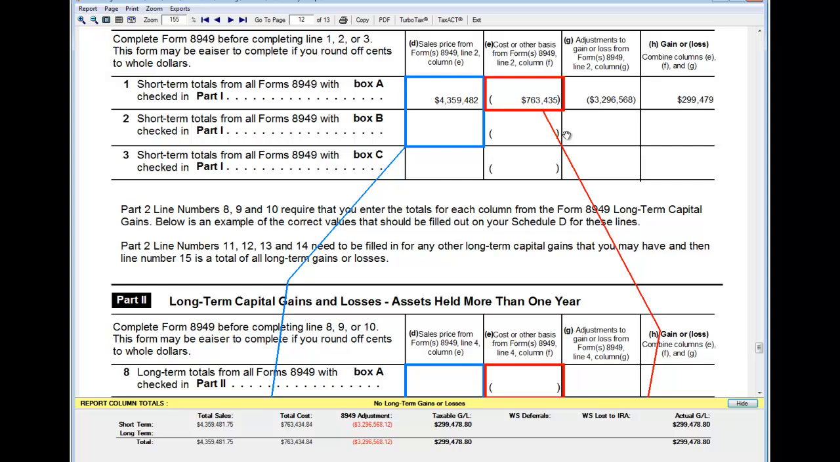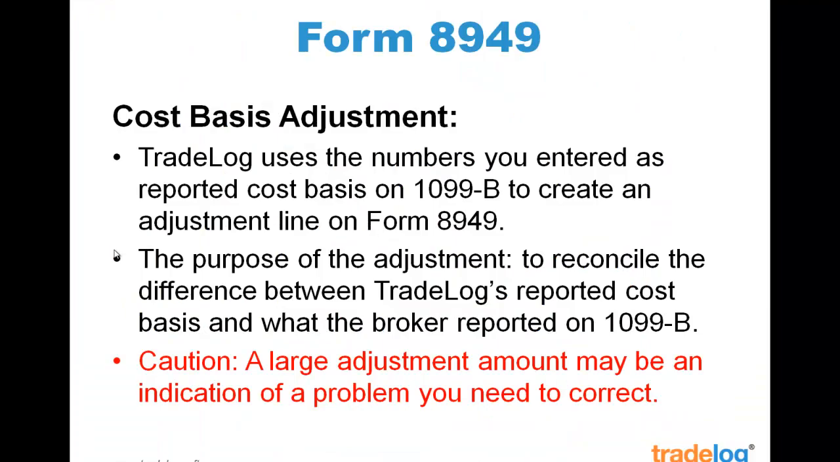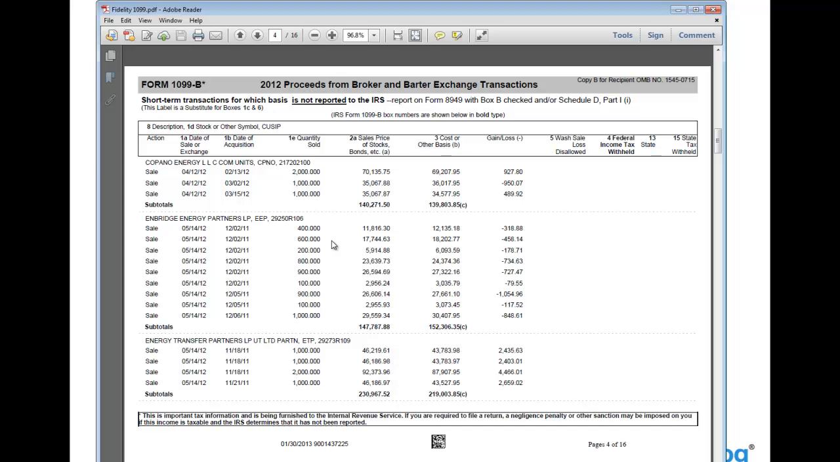But the broker broke this up separately. Why? Well, basically, the broker decided that some of these securities they did not feel were covered securities, so they did not report the cost basis for some trades, even though they did actually occur within the covered security period. And so this is going to require a little bit of adjustment in TradeLog. I'll give you an example. Let's take these first trades for CPNO. There were 3 trades that they're reporting as non-covered.